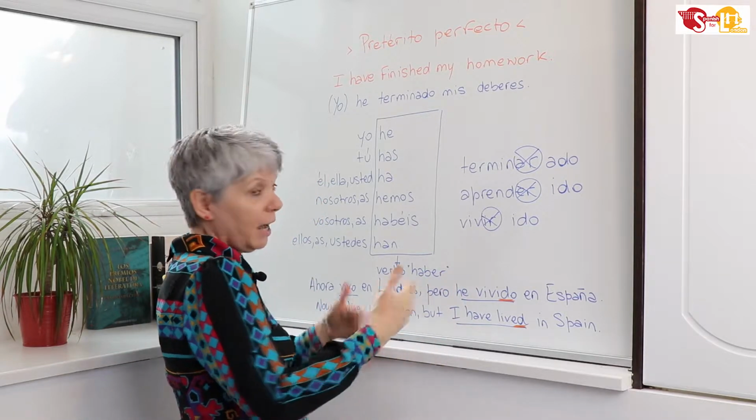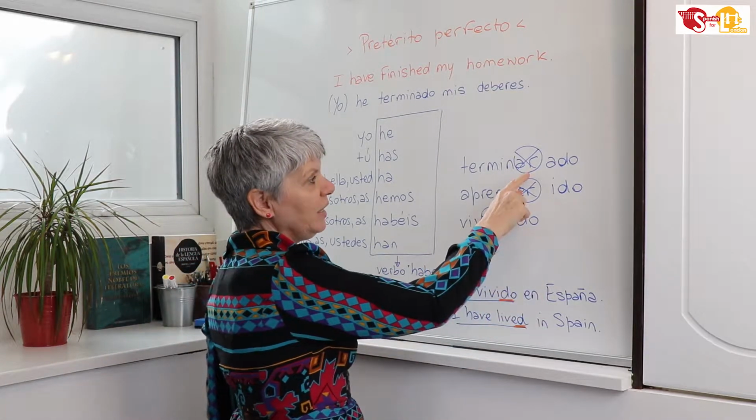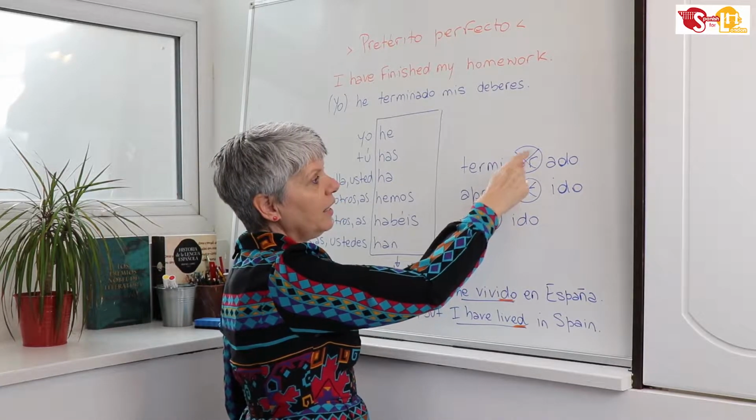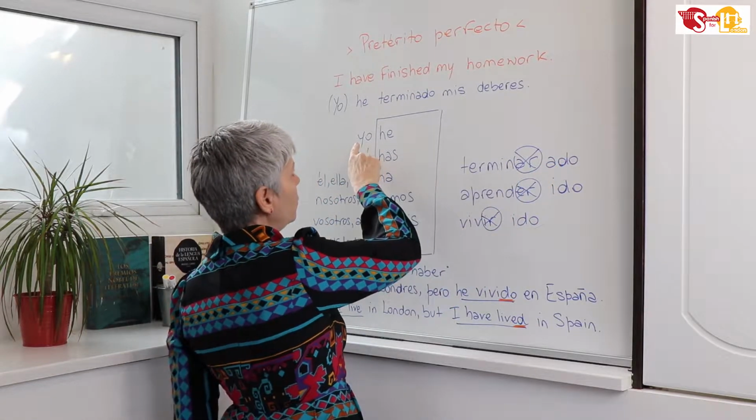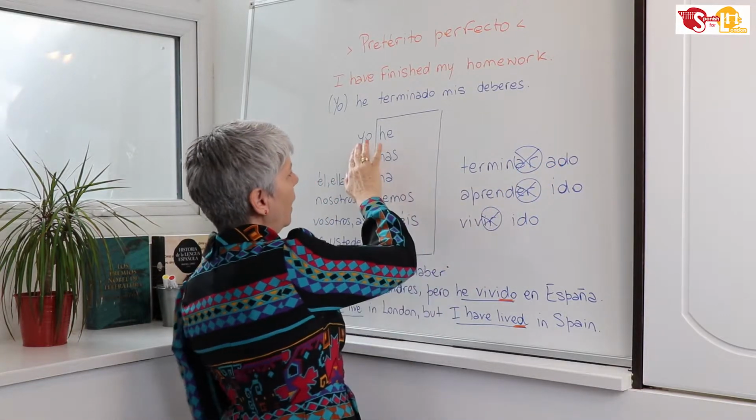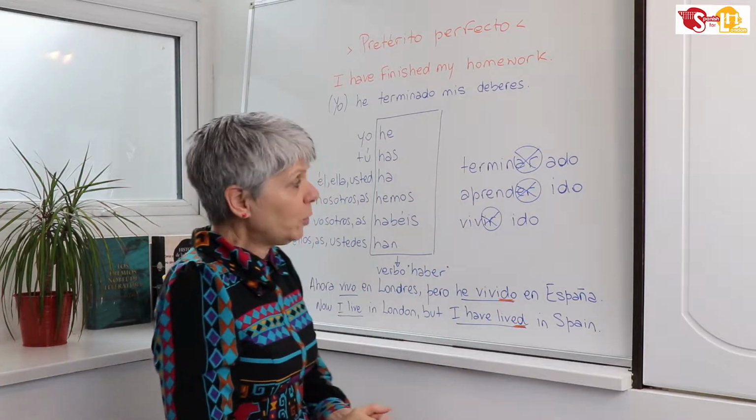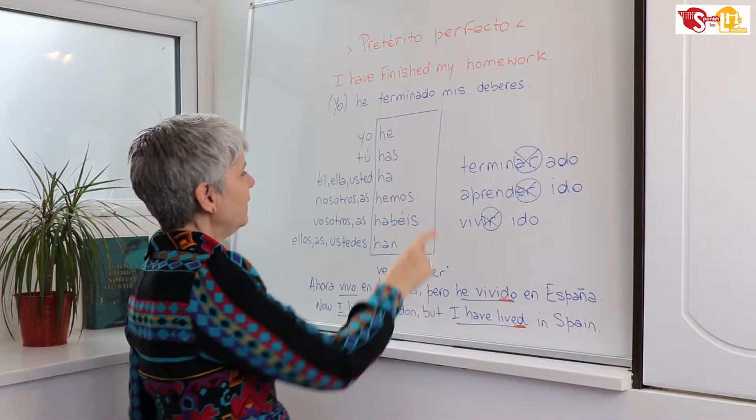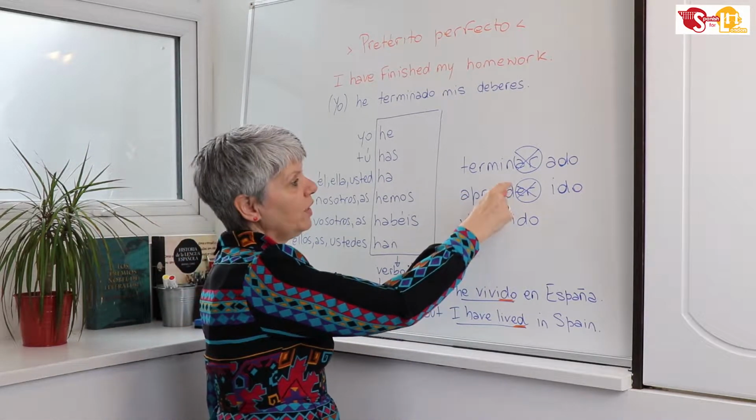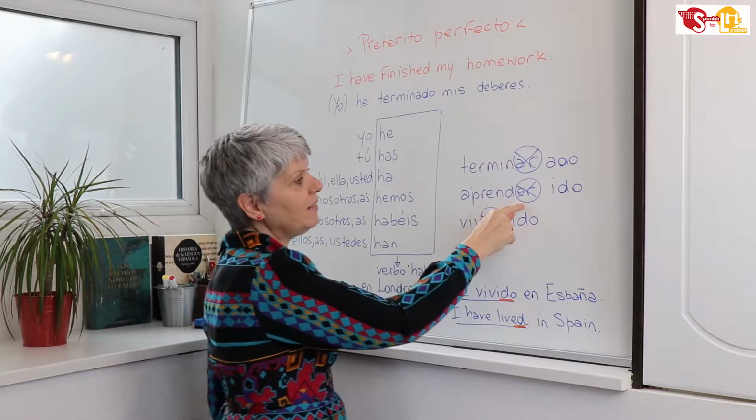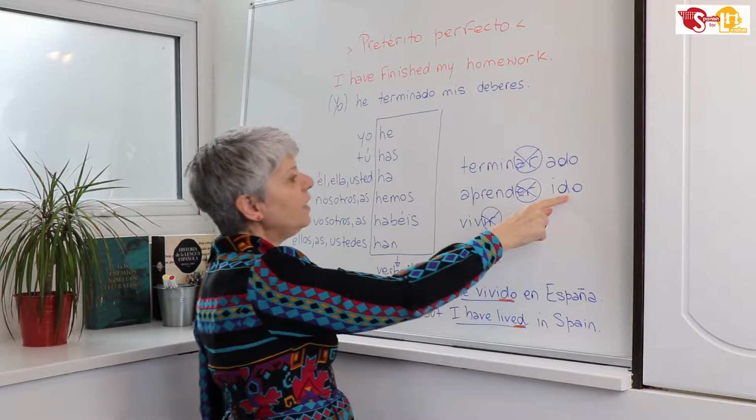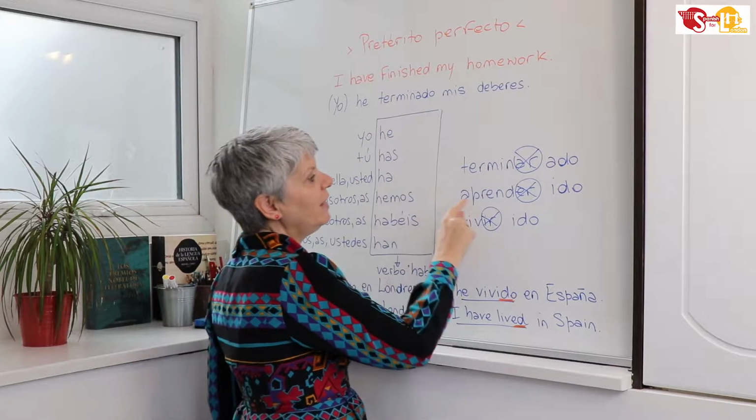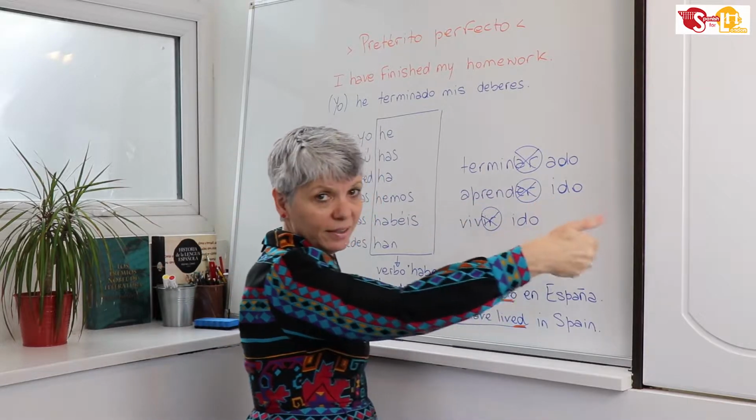Suppose that I want to say I have finished. So I take the verb terminar, to finish, I drop the ending, which is ar, and I replace it by ado. Okay, yo he terminado. I have finished. Suppose that I want to say you have learned this lesson. For example, aprender is to learn, so I drop the er ending and I replace it by ido. So I say, you have learned this lesson. Tú has, you have learned, aprendido esta lección.